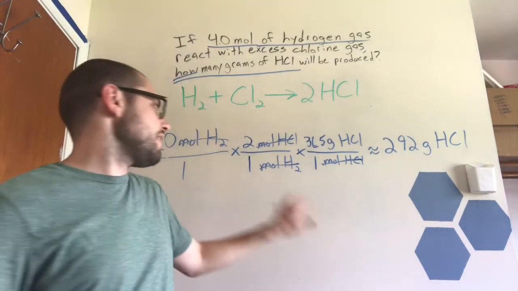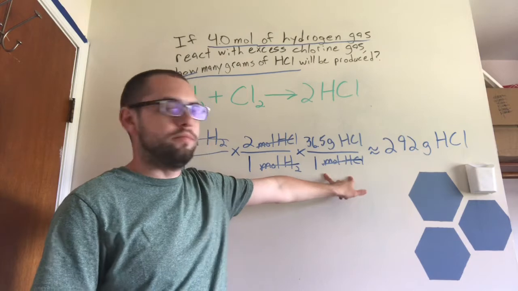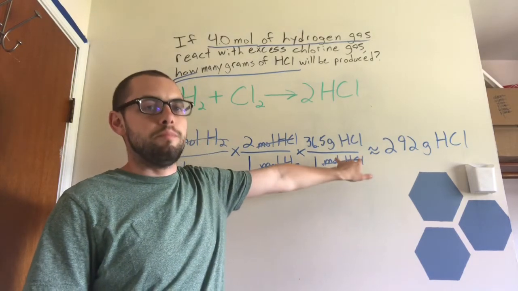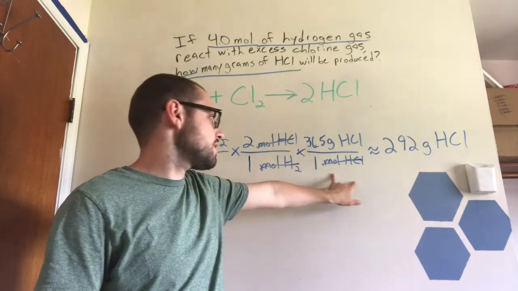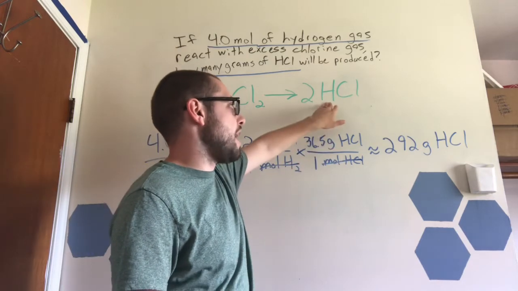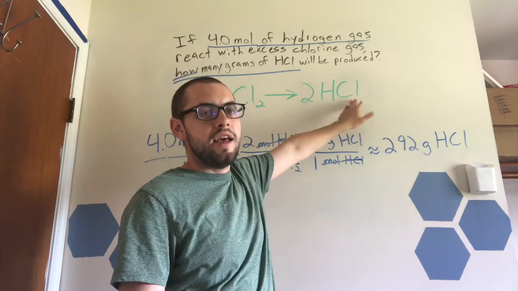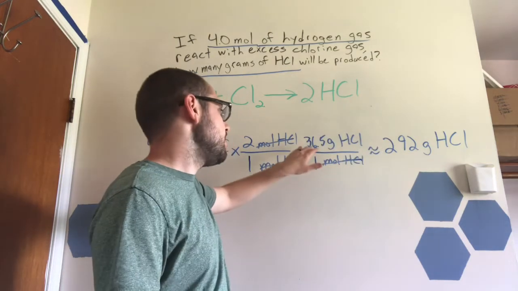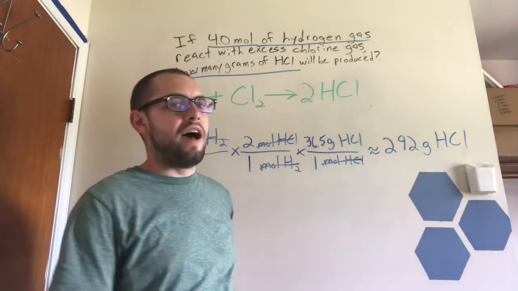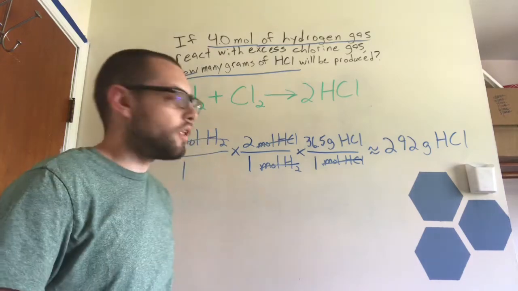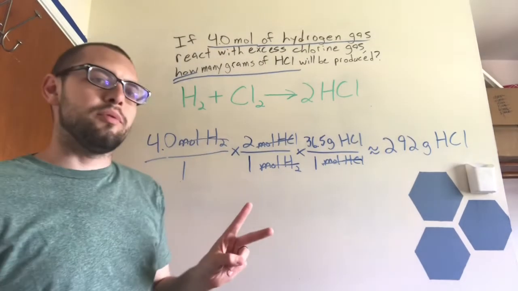And then my last fraction, this one here, this is a molar mass. I looked up the atomic mass of hydrogen and the atomic mass of chlorine, and I added those together to come up with this 36.5 number. So there's our second example down.